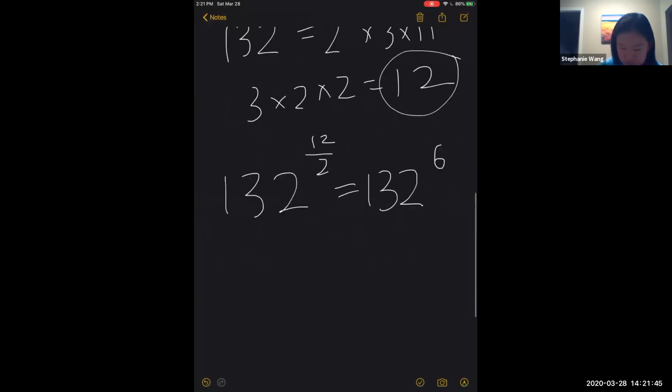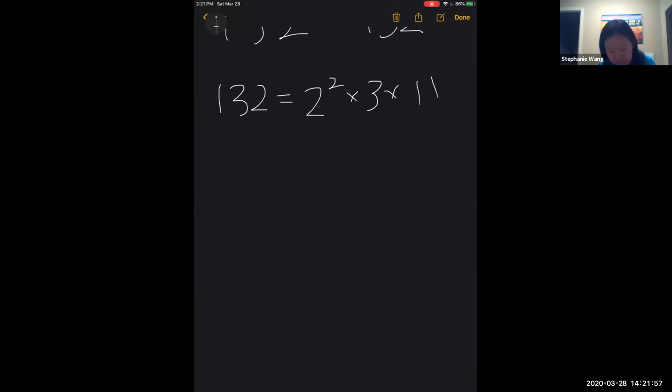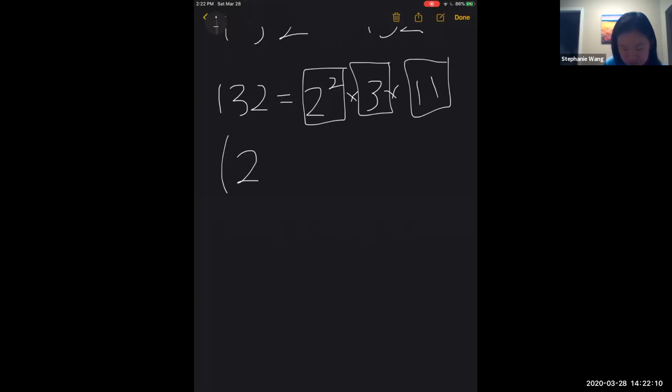So the last thing I want to mention is how to find the sum of divisors. Let's just use 132 again as an example. So we have 2 squared times 3 times 11. To find the sum of the divisors, it's similar to the number, but it's different. So like you just take each one of these, and then let me just show you what you do.